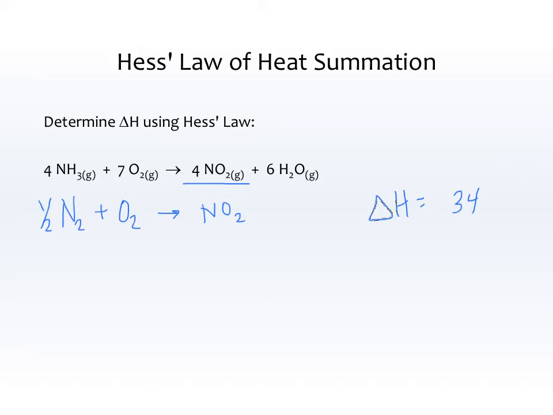Now in this reaction, there's actually going to be 4 NO2s. So if I put a 4 here instead, then instead of a half N2, this would be 2 N2, and this would be 4 O2, and this would be 34 times 4.